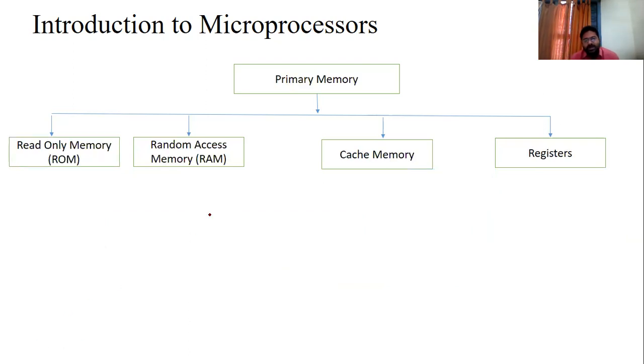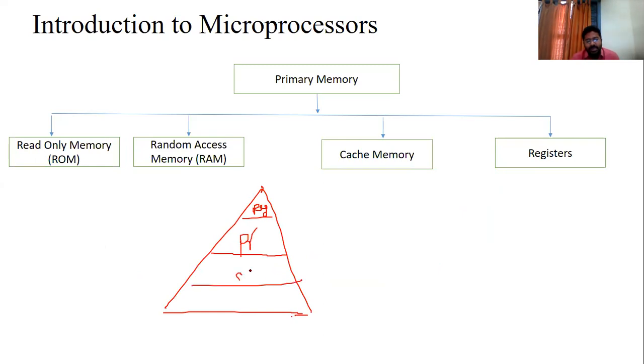What are the memories? As I said, we have different types of memories. Yes, this is the hierarchy of the memory. You have the registers, the primary memory, the secondary memory, and the next one is the external memory. In between, we have some cache memory. Cache memory is also there.